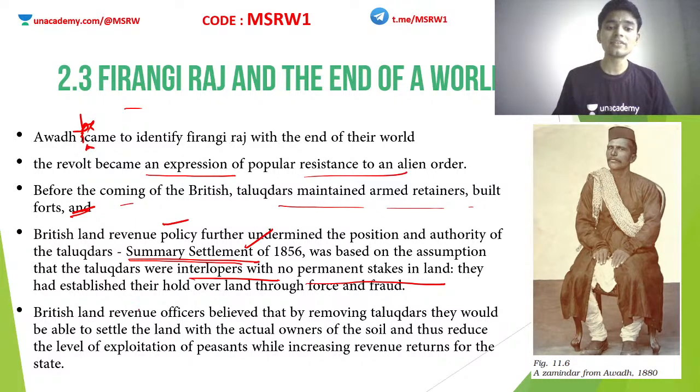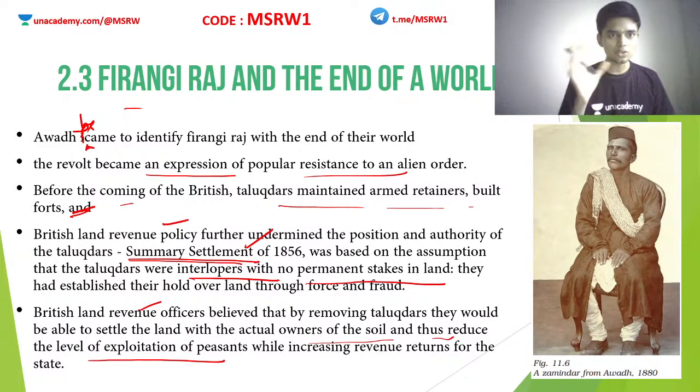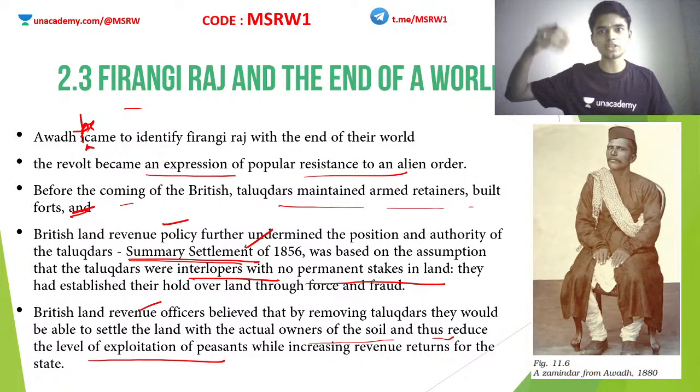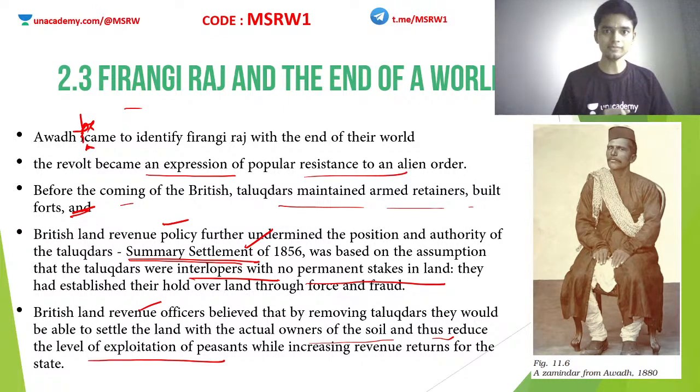Also, British land revenue officers believed that by removing Talukdars, they would be able to settle the land with the actual owners of the soil and thus reduce the level of exploitation of the peasant. They thought that Talukdars and Zamindars were all middlemen. Once you remove them, you can arrive at settlements directly with the people, the farmers, the cultivators, and these cultivators will no longer be oppressed. Earlier, the Zamindars would collect the tax together and give it to the British. So Zamindars could collect whatever they wanted. They could oppress people and force them to give a higher amount of tax, and pay only a lesser amount to the British. So middlemen were causing all the issues. The British thought that by eliminating these middlemen, they could appeal to the people and stop the exploitation done by these middlemen on Indian society.